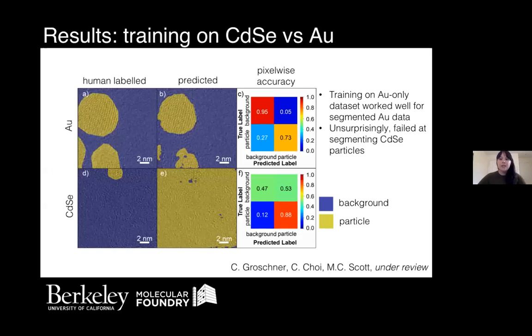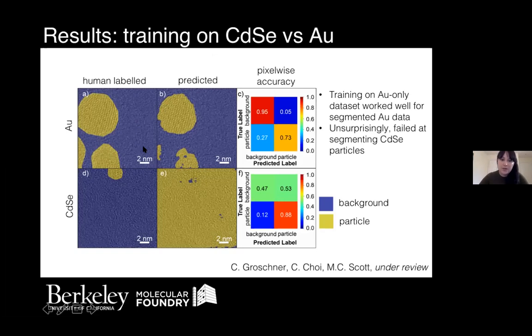So initially, we only trained on the gold data because we felt the labeling was much more accurate. And this worked well in terms of pixel-wise accuracy and segmentation for our gold data. But then when we tried to generalize this neural net and apply it to our CAD cell data stream, it failed drastically.